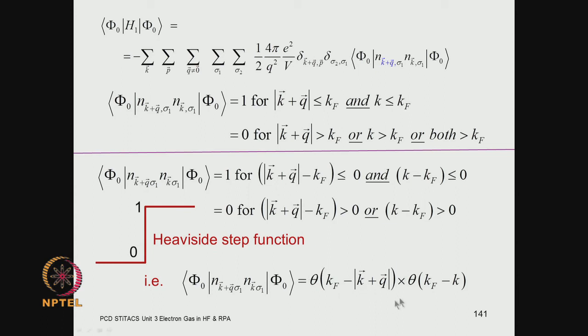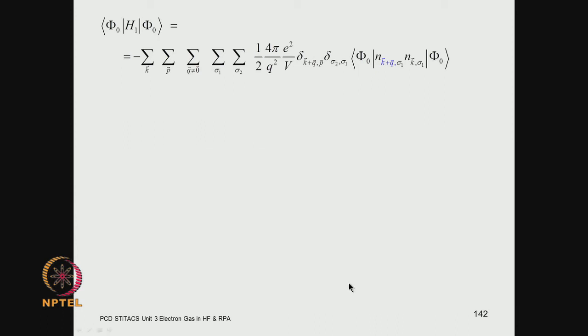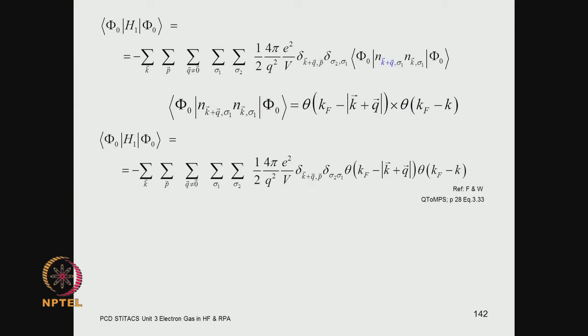So, we can rewrite this matrix element in terms of the Heaviside step function. So, let us do it here. This is the product of the Heaviside step functions. Notice that it has to be a product, because if either of these two Heaviside step functions is 0, then the product goes to 0. So, this matrix element of the perturbation Hamiltonian in the unperturbed ground state is given by this minus sign over here, all of these summation indices, this term is here, you have got the Kronecker deltas, and instead of the matrix element of the number operators, you have now the product of the Heaviside step functions.